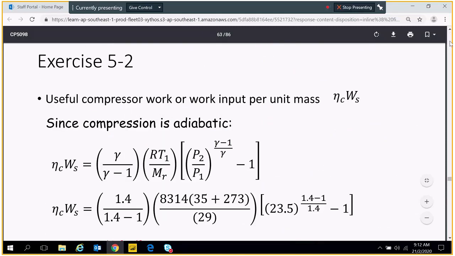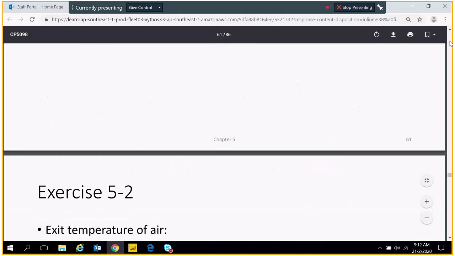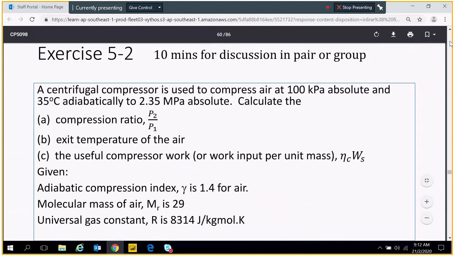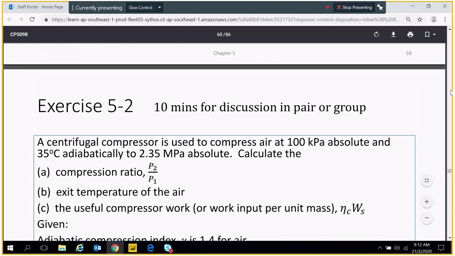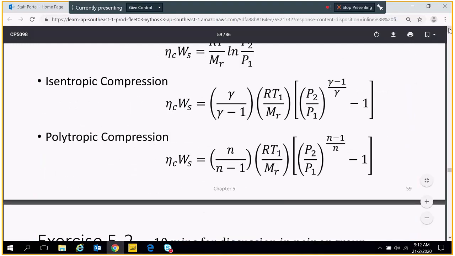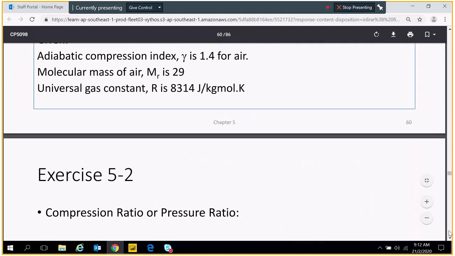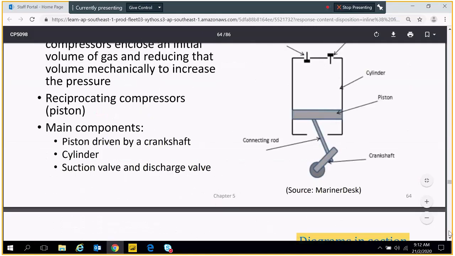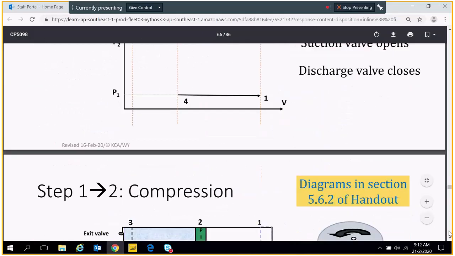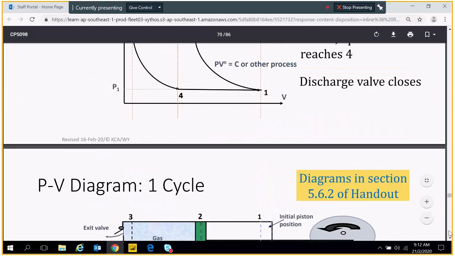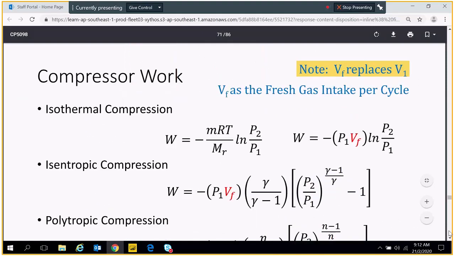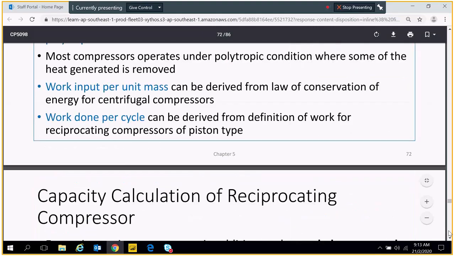This is centrifugal compressor. Take note. These are the set of formulas for centrifugal compressor. Reciprocating compressor is another set of formulas, and that's why you have two sets of equations.